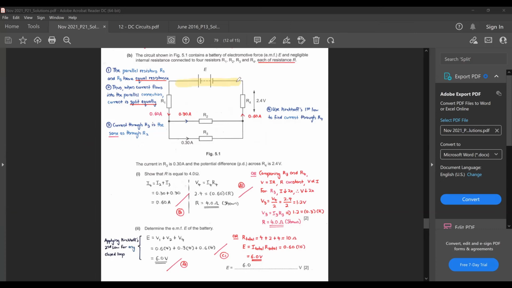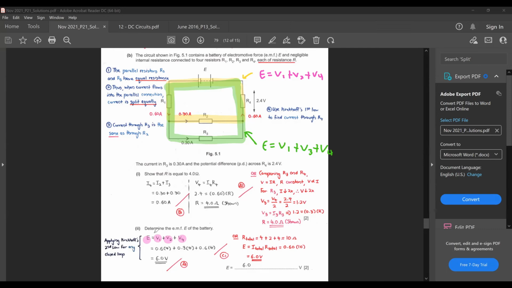You can apply it across this yellow colored loop, where we say that E is equal to V1 plus V2 plus V4. Or you can also apply it across this loop here, the green colored loop, where we say that E is equal to V1 plus V3 plus V4. It doesn't matter which one you use. Just use whichever you like. In my case, I use E is equal to V1 plus V2 plus V4.